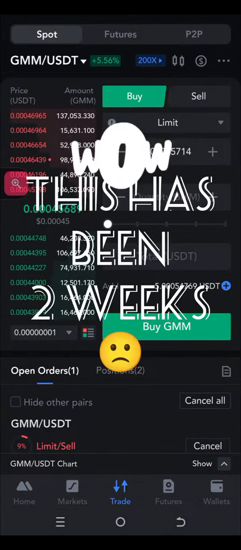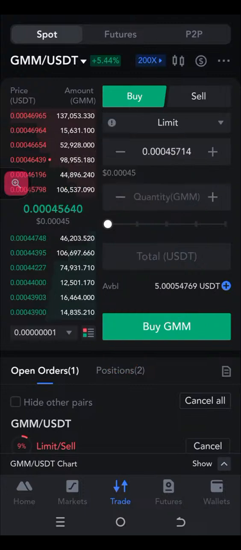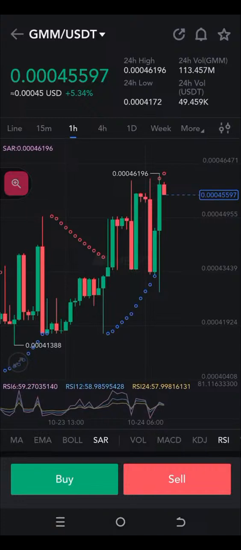Wow, this has been 2 weeks. We've been at this trade for 2 whole weeks, 14 days. This is serious. And what exactly happened? It has been affected by the dipping of BTC and all of those things, and then the roller coaster happened, and right now it looks like it's going back up. Look at it. And it's going down again. Let me see if I can even make any money from this.